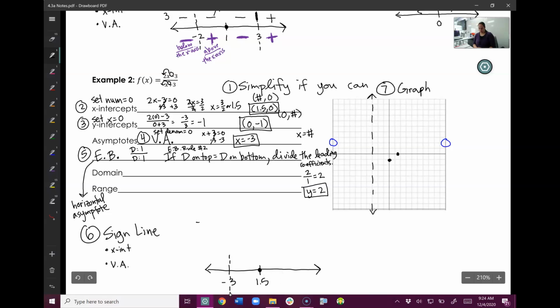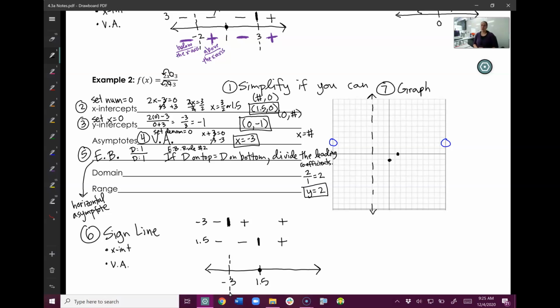So remember, I'm going to put my numbers right here. And then I'm going to pretend that this -3 right there is my 0. So everything to the left of 0 is going to be negative. Everything to the right of 0 is going to be positive. And you'll notice I'm lining them up with the sections on my sign line. So now at 1.5, this means 1.5 is going to be my 0. So all the sections to the left of 1.5 will be negative. All the sections to the right of 1.5 will be positive.